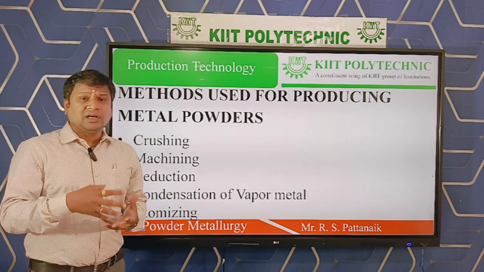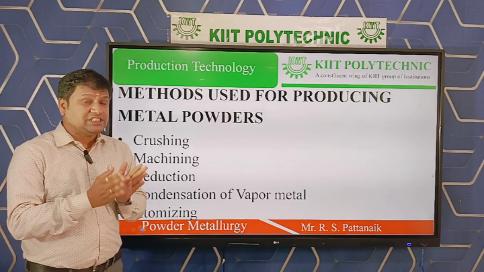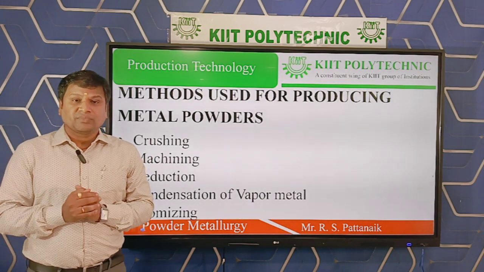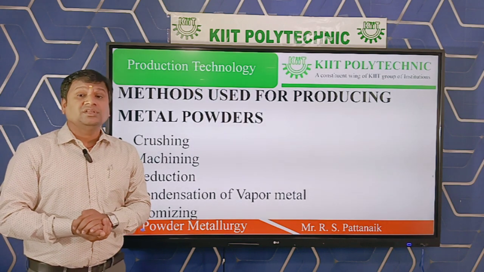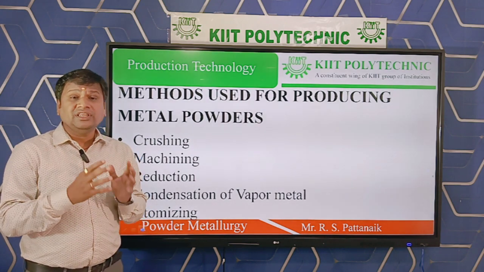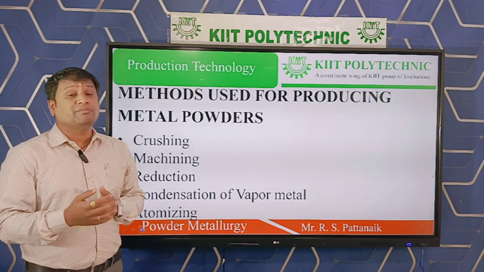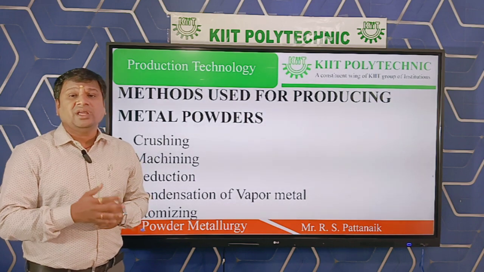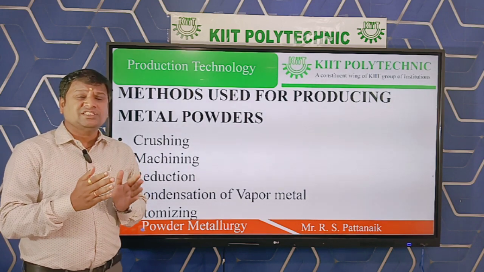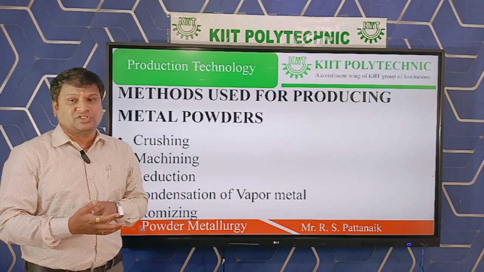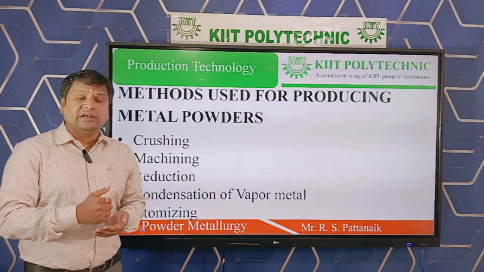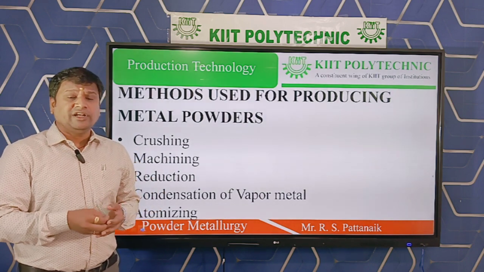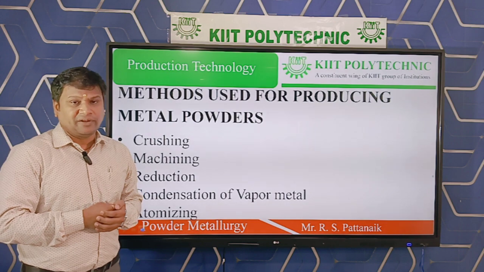Okay, in the crusher, the metals are crushed. So this method is basically used for brittle material. And the second method, machining. In this method, chips are produced from metal by scratching, cutting, and filing. Then the chips are subsequently pulverized by crushing or milling.